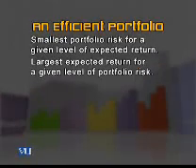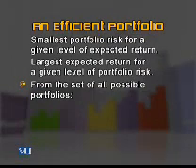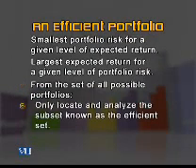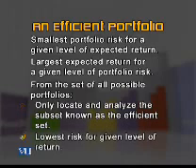Now, looking at an efficient portfolio: largest expected returns for a given level of portfolio risk, or maybe the smallest portfolio risk for a given level of expected return. You have to look at the switching over of the terms, smallest portfolio risk, largest expected return. We talked about the set of all possible portfolios. Only locate and analyze the subset known as the efficient set, which means lowest risk for a given level of return.